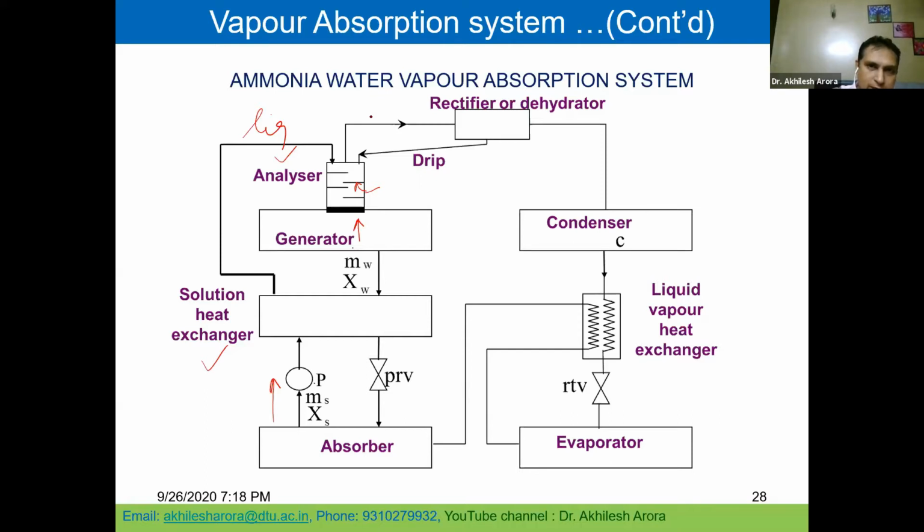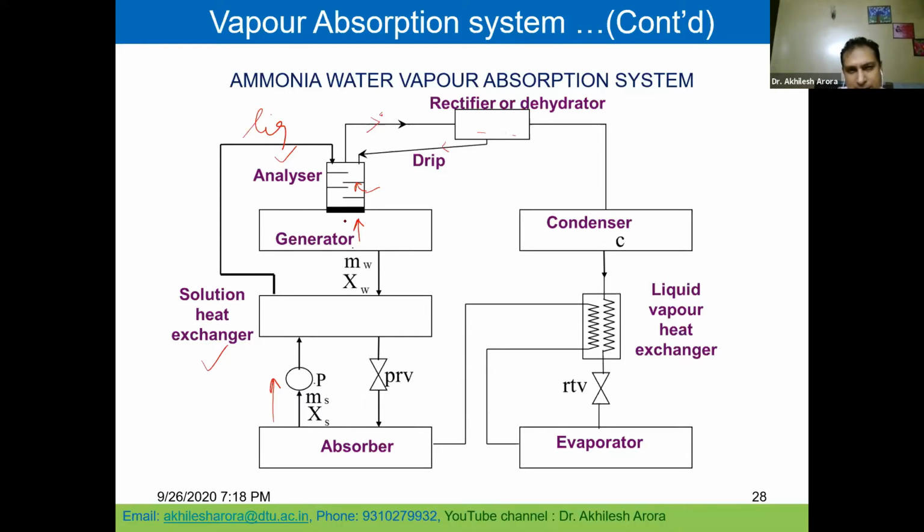Here we have lesser water particles at this particular point, and we also have a separate rectifier or dehydrator implemented in an ammonia water absorption system for the purpose that we reject heat here, and whatever moisture is present here in the form of water will settle here and go down from this strip into the analyzer, and once again it will go back to the generator.